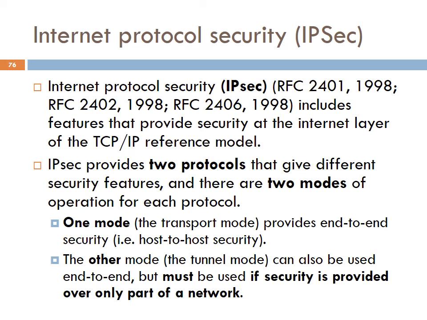Internet Protocol Security, IPSec, includes features that provide security at the internet layer of the TCP/IP reference model. IPSec provides two protocols that give different security features, and there are two modes of operation for each protocol. The first mode is the transport mode, which provides end-to-end, host-to-host security. The other mode is the tunnel mode, which can also be used end-to-end, but must be used if security is provided over only part of a network.